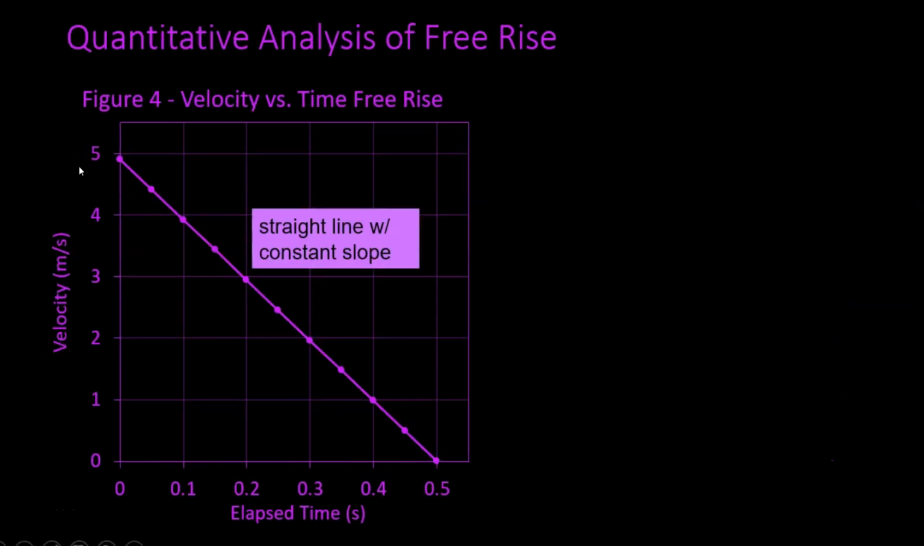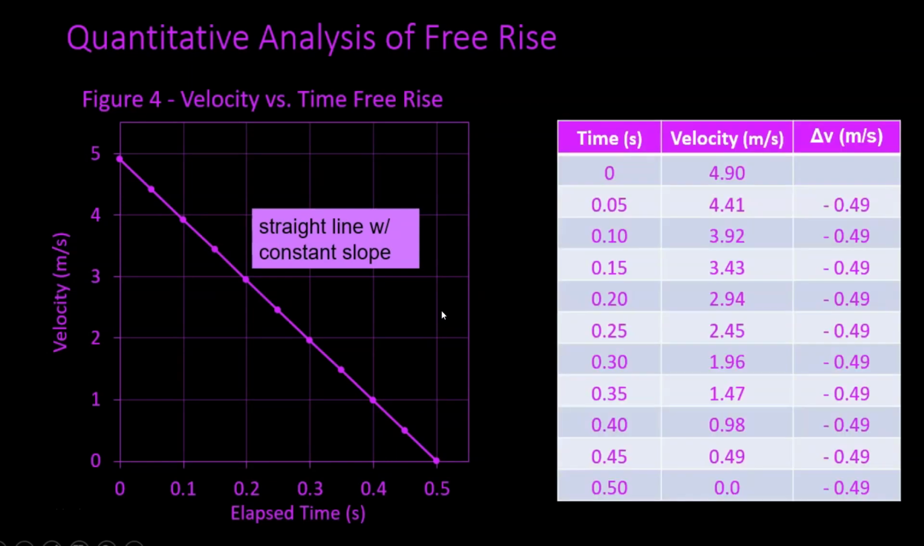Looking at our velocity timeline, we can see that it starts away from the time axis and heads towards zero, an indication that it's slowing down, and it's a straight line with a constant slope. If we take a look at our time velocity and change in velocity chart, we can see that every 5/100ths of a second, the velocity is changing by 4.9 meters per second in the negative direction. And so the change in velocity is constant as the object slows down.